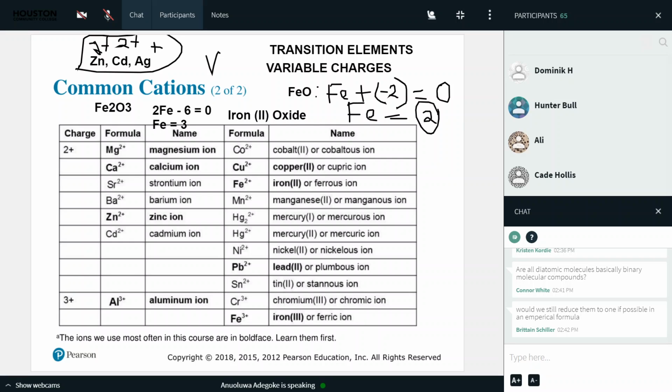So back to what we are doing here. Now, all of the transition elements except zinc, cadmium, and silver, we use a Roman numeral when we name them. The Roman numeral tells us which charge the transition element is using. So the one we did here is iron 2 oxide, we have iron 3 oxide, and by the way, this is mercury 2, this is mercury 1. I will give us some examples as we go along. So these are all monoatomic ions.